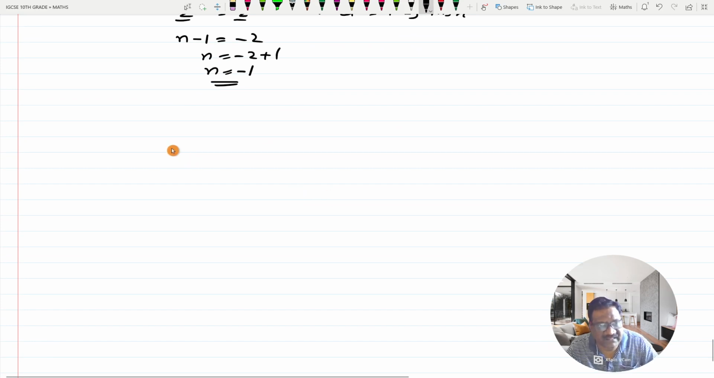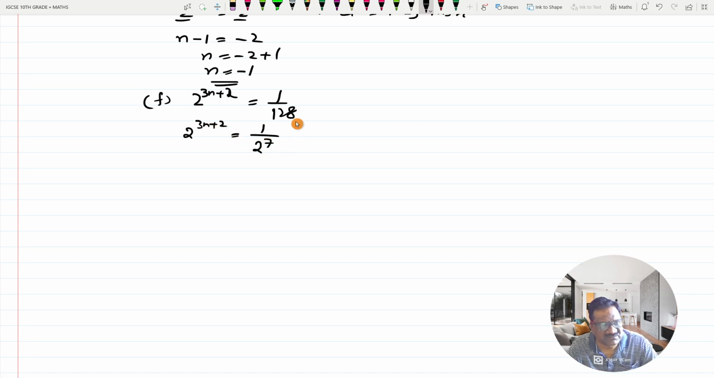Going to subquestion F. It says 2 raised to 3n plus 2 is equal to 1 upon 128. So I can write this as 2 raised to 3n plus 2 equal to 1 upon 2 raised to 7, because 128, we have seen, is 2 raised to 7. Then this 2 raised to 7 I am going to take in the numerator and write it as 2 raised to minus 7.